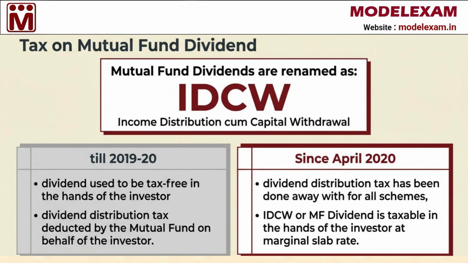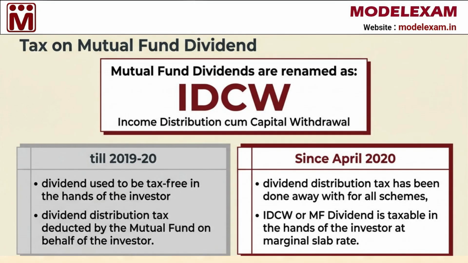Up until the financial year 2019 to 2020, the dividend received by an investor was completely tax-free in their hands. Instead, the mutual fund house itself used to pay something called a dividend distribution tax on behalf of the investor before passing on the money.